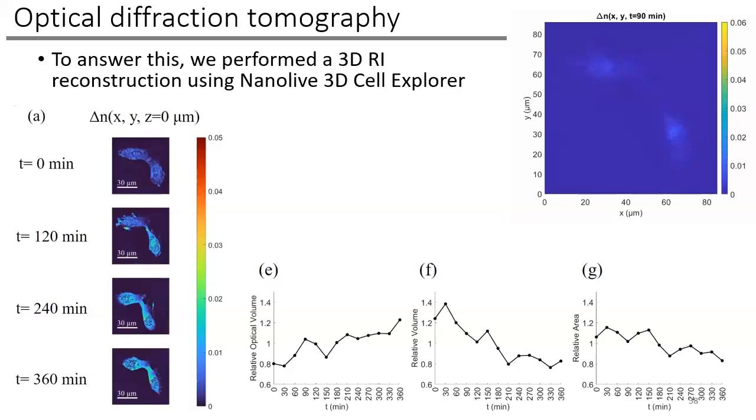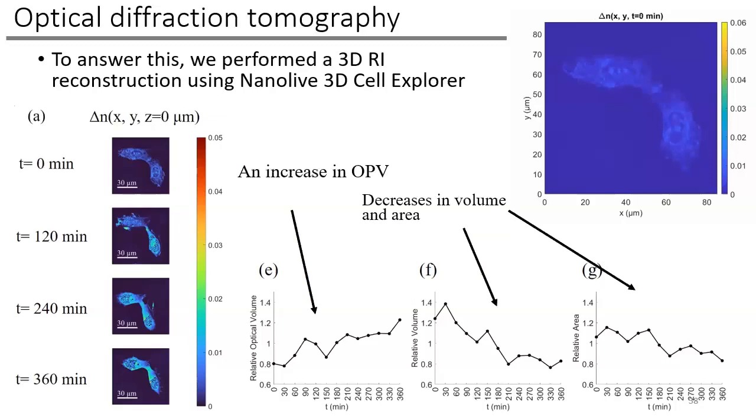So the end result of doing this tomographic reconstruction is that we see the refractive index distribution over volume. We can count up the total optical volume by summing every voxel of the refractive index through the cell. And we see an increase in this system by looking at one cell here. At the same time, we see a decrease in the actual physical volume just by summing up the voxels we deemed cell material. And if we just project this down onto the plane of the screen here and count up how big the cell is in area, we see a drop in area.